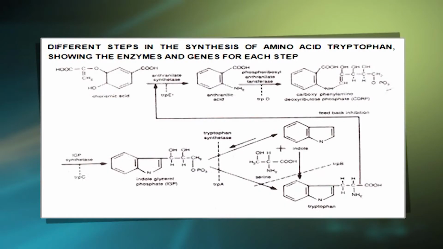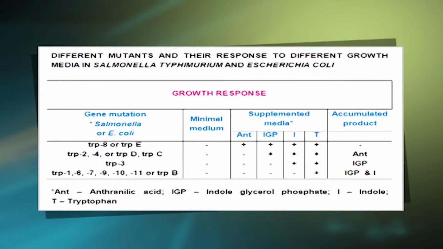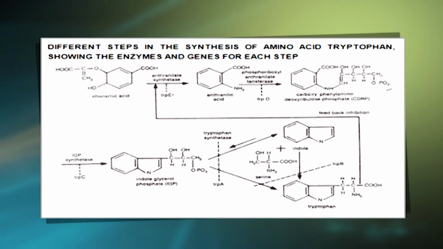Escherichia coli. In E. coli also 5 different kinds of mutations called tryptophan A, tryptophan B, tryptophan C, tryptophan D and tryptophan E were identified. These mutations are similar to those described for Salmonella and are shown in this figure and are also summarized in the table. The biosynthetic pathway shown in this figure was traced out using the mutants described above for Salmonella typhimurium and Escherichia coli.